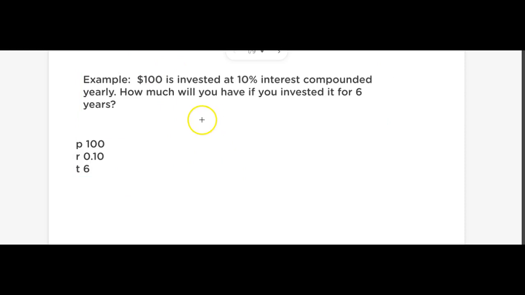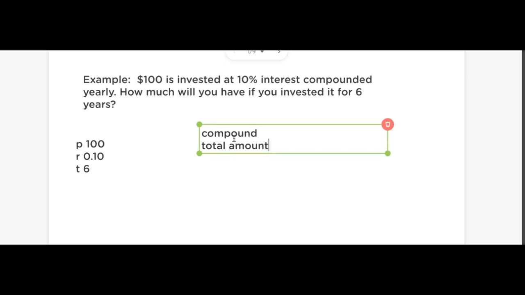I'm inserting another text box. Well, first of all, I know that this is compound, and it's asking for the total amount. All right, so what is the formula? Now remember, the formula was the amount equals the principal, parentheses 1 plus the rate, close parentheses, and we raise that to the power of time.